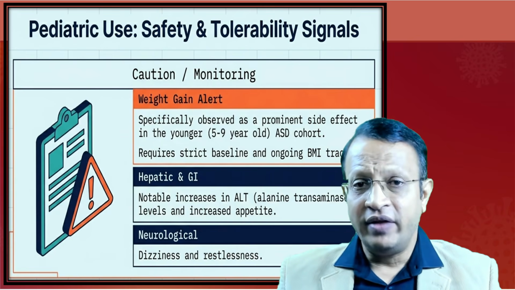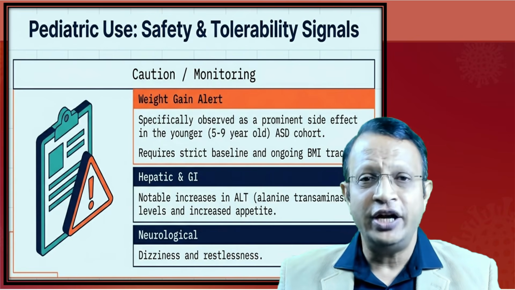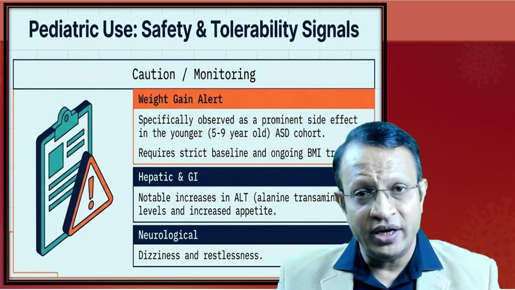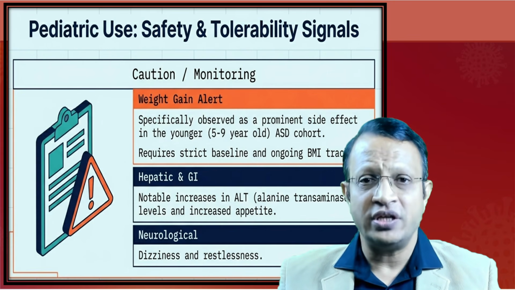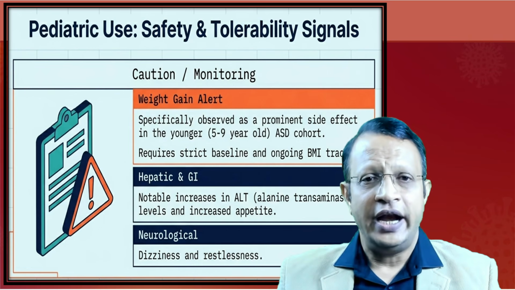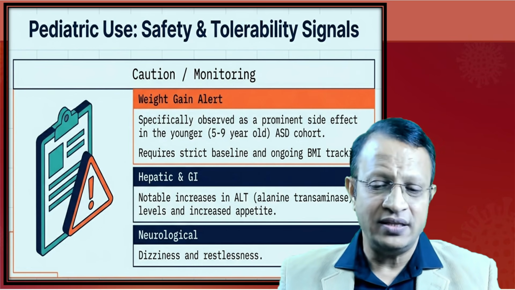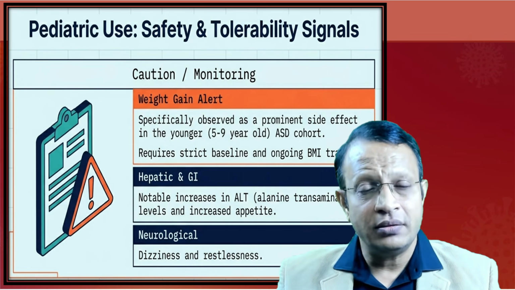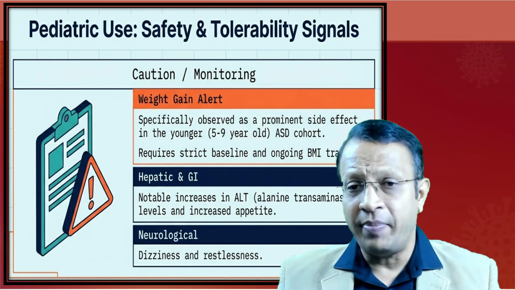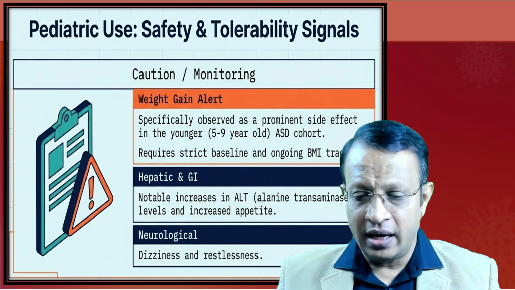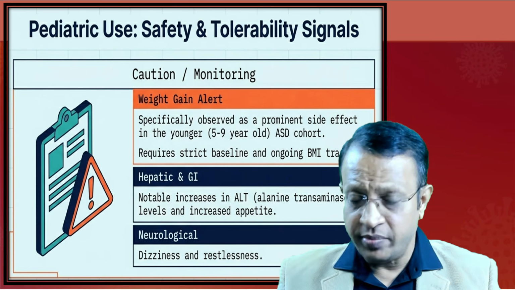However, whenever we are using it in pediatrics, we need to be very careful and we need to monitor the weight gain. Especially in children with autism spectrum disorder, it has been found to cause some weight gain. Hence, we have to track the BMI. Not only that, it can alter hepatic function, especially alanine transaminase.